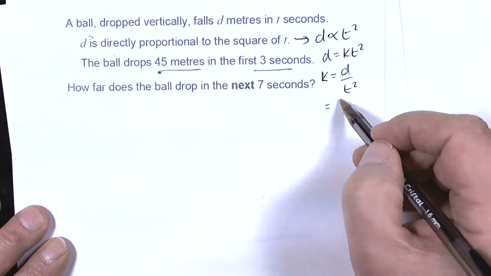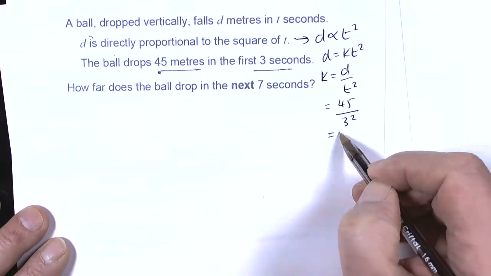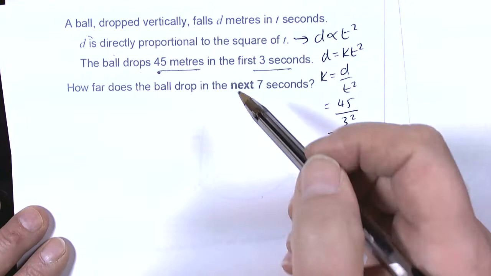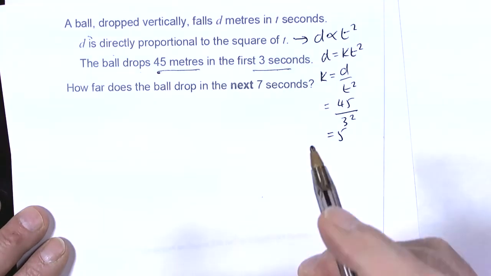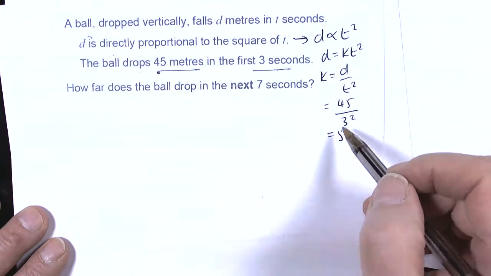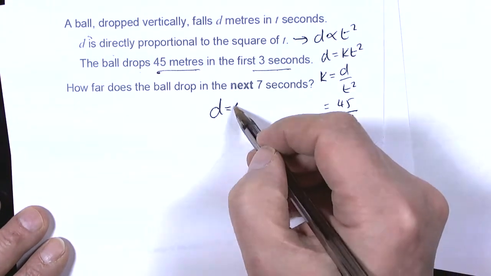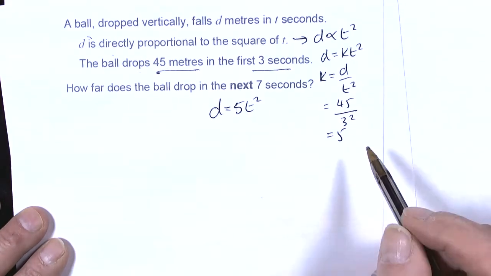And so the depth was 45 and the time was 3. So that gives us an answer of 5. And these kind of proportionality questions, quite common to find a formula connecting the two variables. So now we know that k is 5, then we can write the formula down as d equals 5t squared.